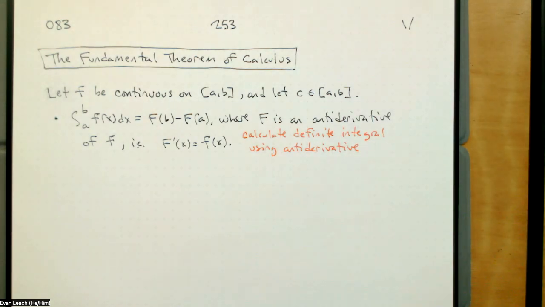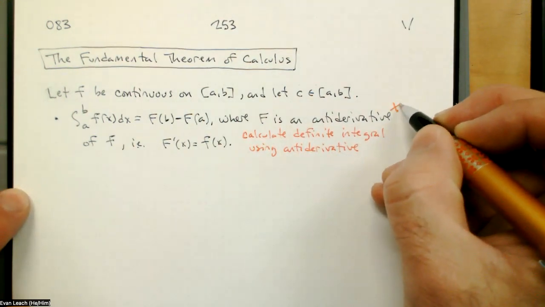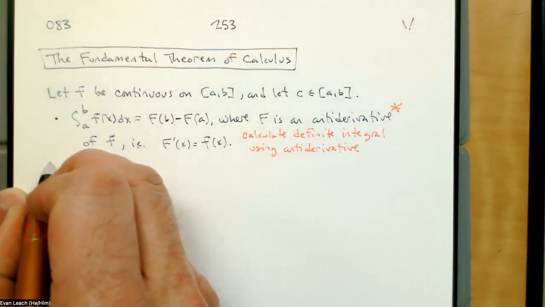So one thing to note is that not all functions have nice antiderivatives. I haven't defined what I mean by nice, but it's easier than saying finite combinations of elementary functions. So there's a restriction, not a restriction, but a limitation right here.